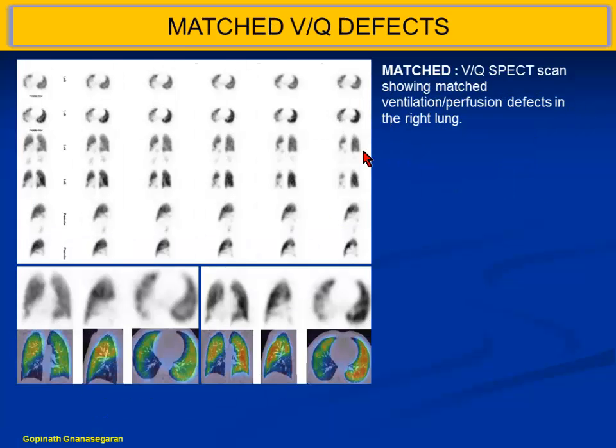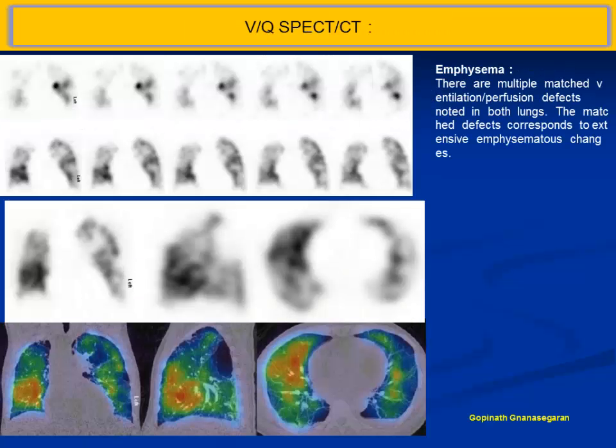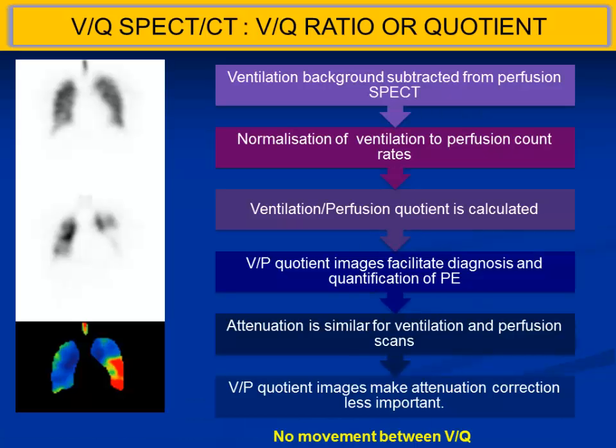This is another matched defect. These are the ventilation images, these are the perfusion images, there is a matched ventilation perfusion defect, although the CT looks more or less normal, there is hardly any CT abnormality there. This is matched defects again, the patient has significant emphysema, as you can see there is a large bulla. Those things can easily tell what the pathology is, rather than saying there is a matched defect, possible infection, inflammation, we can specify the pathology in these patients.